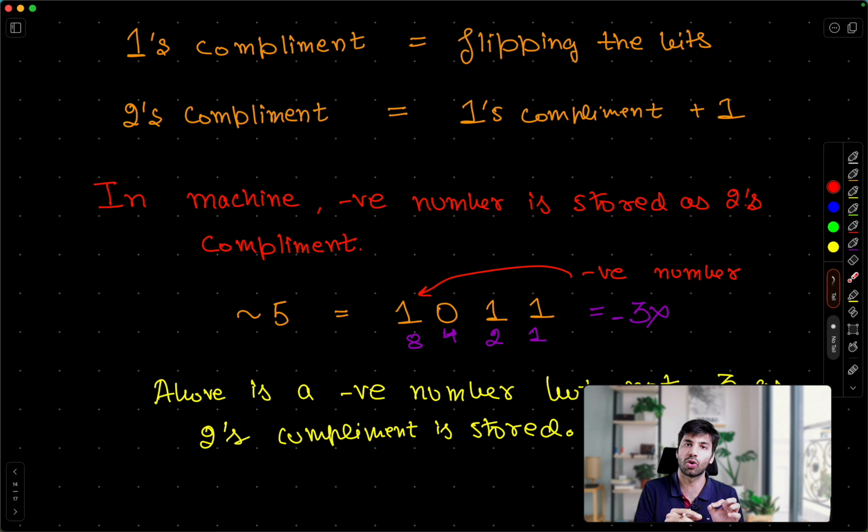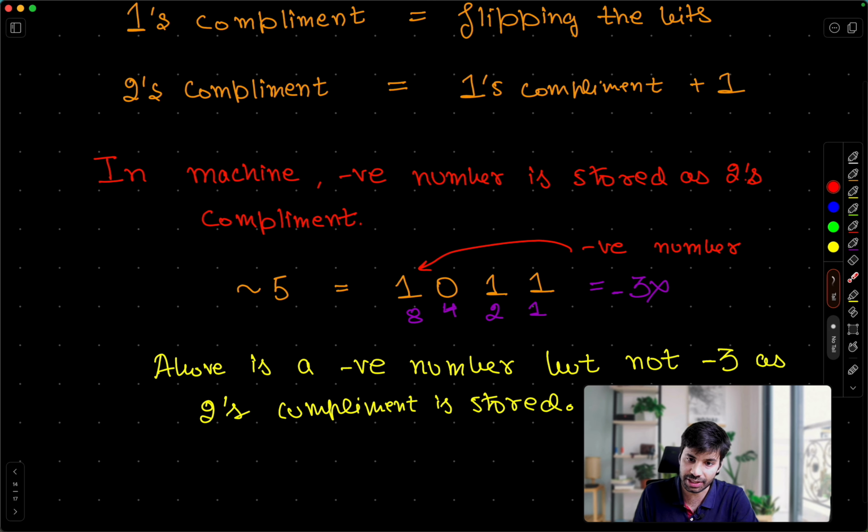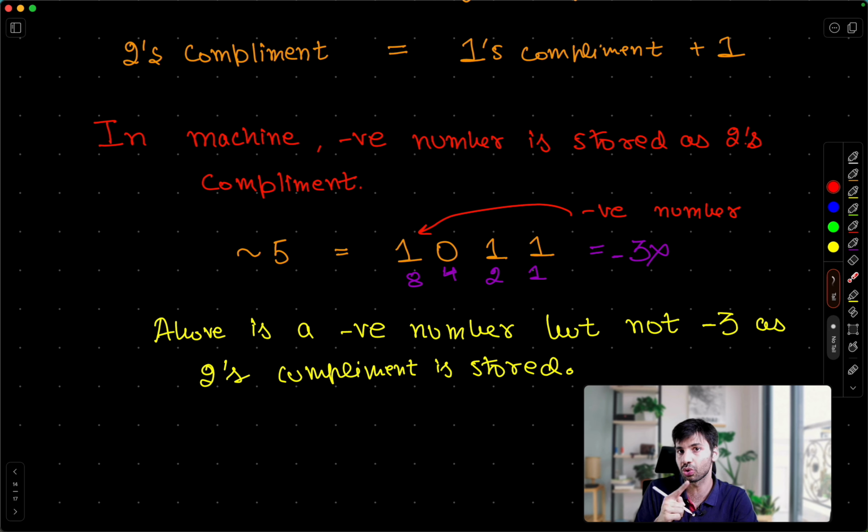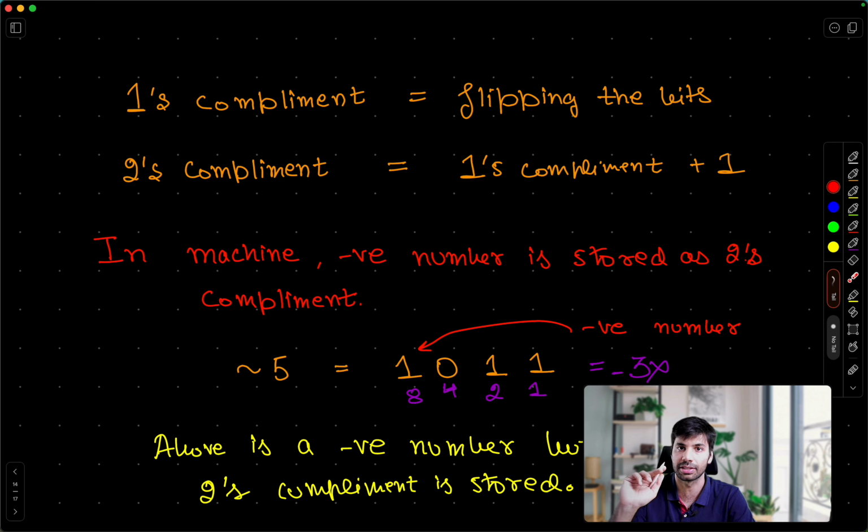When we just complemented 5, the binary representation of 5, it is still 1's complement. We have complemented it once. Now we have to add 1 to that as well. So above is a negative number, but not minus 3, as 2's complement is stored. This is also where many students get confused. So you have to make sure that you understand this, and that is the reason I've made sure that I've written everything in the notes.